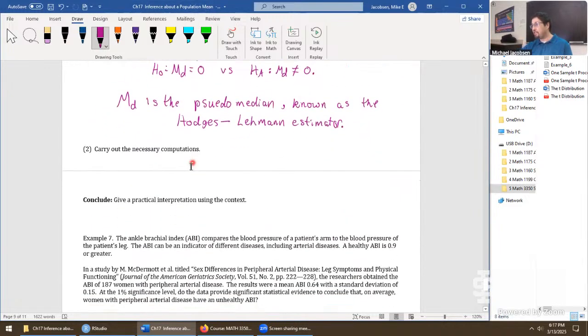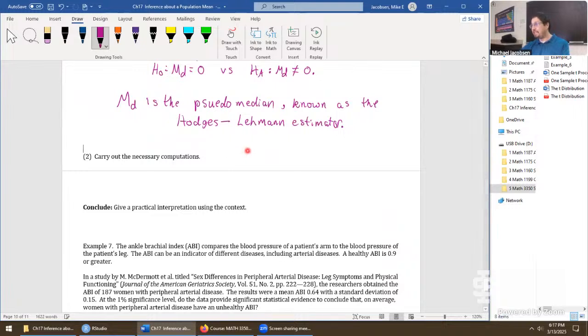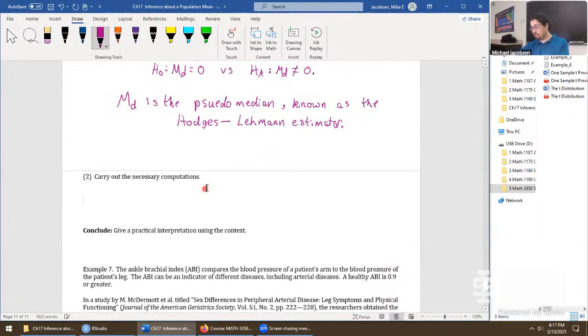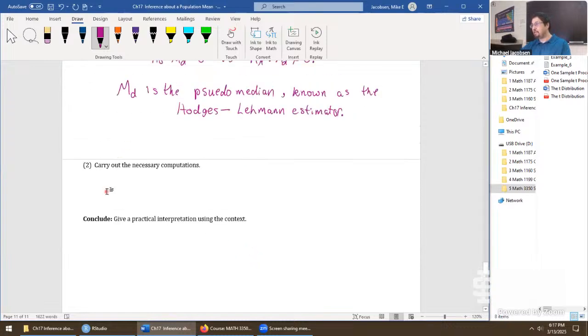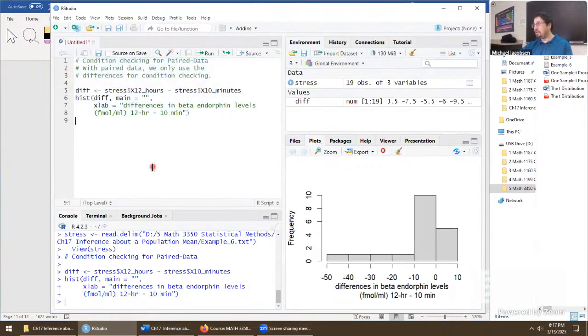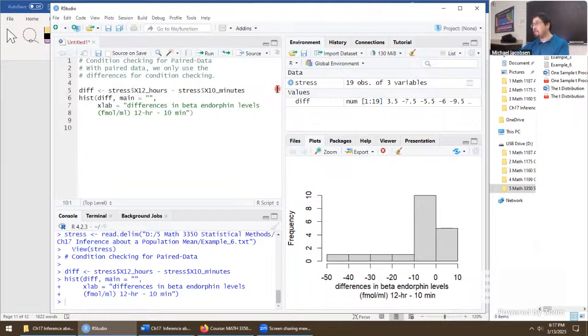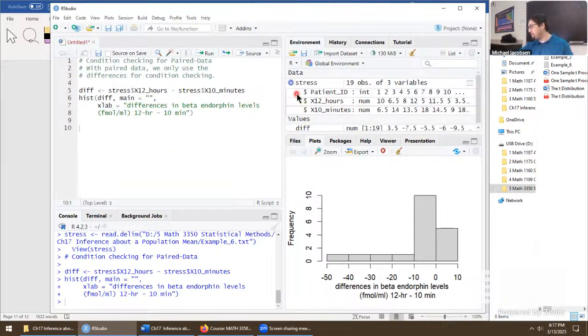Okay, let's keep on going. Carry out the necessary computations. So that's step 2. And let's hide example 7 down there somewhere. So for the necessary computations, we go back to RStudio. Here's what the environment looked like after we did the plot for condition checking. We imported the data as stress. I think I remember having to do this a few times to get it in right.